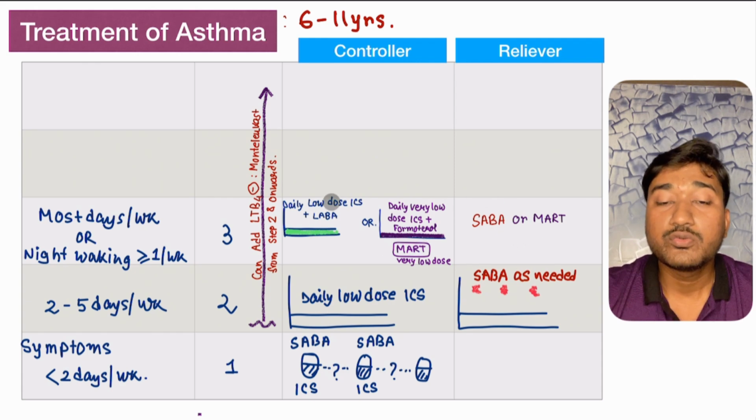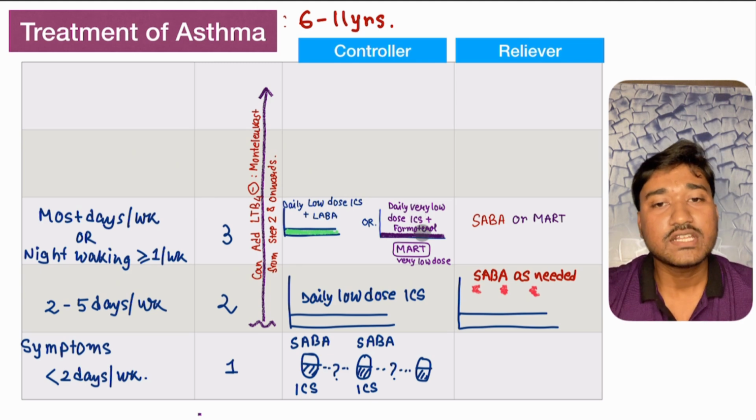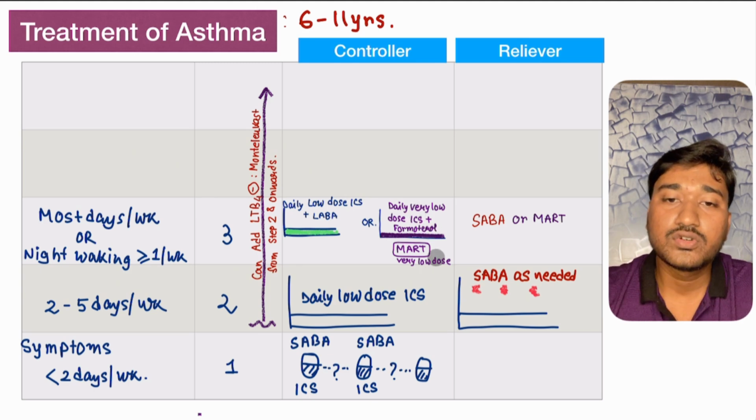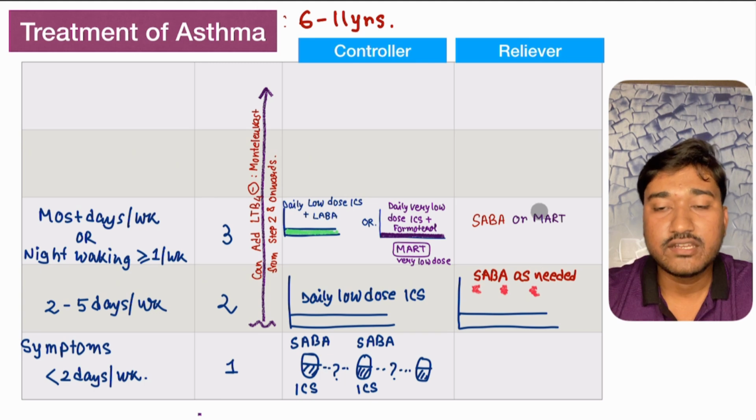So in the controller we can use another thing which is called your MART. I have already told you, and the dose for MART is your very low dose, and actually MART contains daily very low dose of ICS as well as formoterol combination. Okay, so you can use MART here, and also as a reliever MART also.